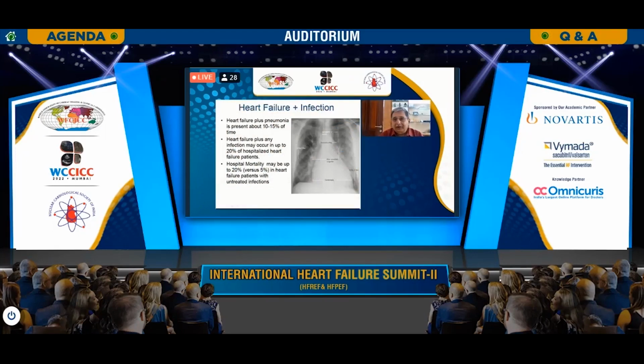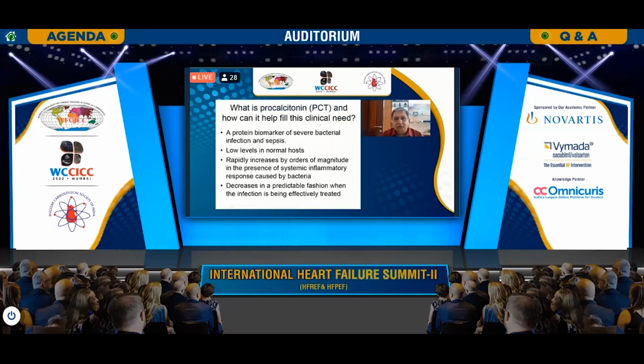Heart failure and pneumonia are fairly common in ICU setups, and almost 15 to 20% of patients may have concomitant pneumonia, which may aggravate heart failure. So it is important to identify infections early. And this is where procalcitonin comes to our help.